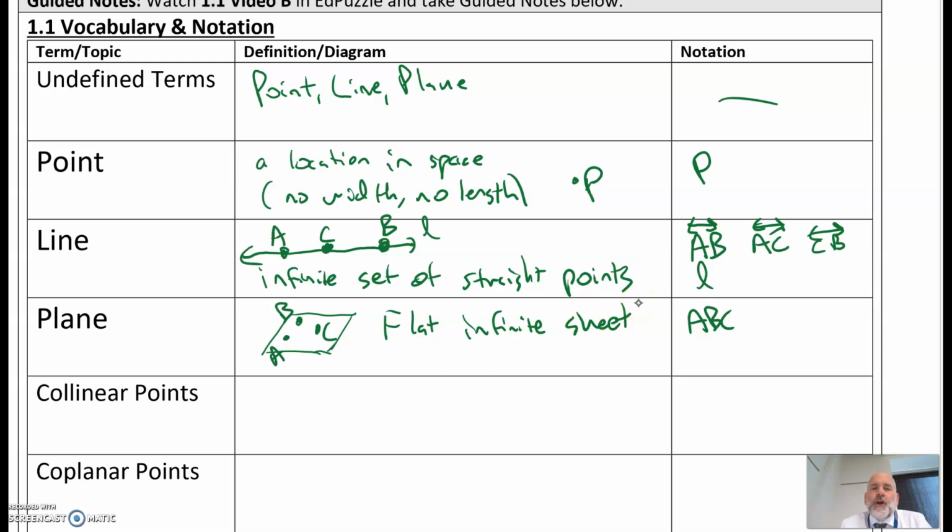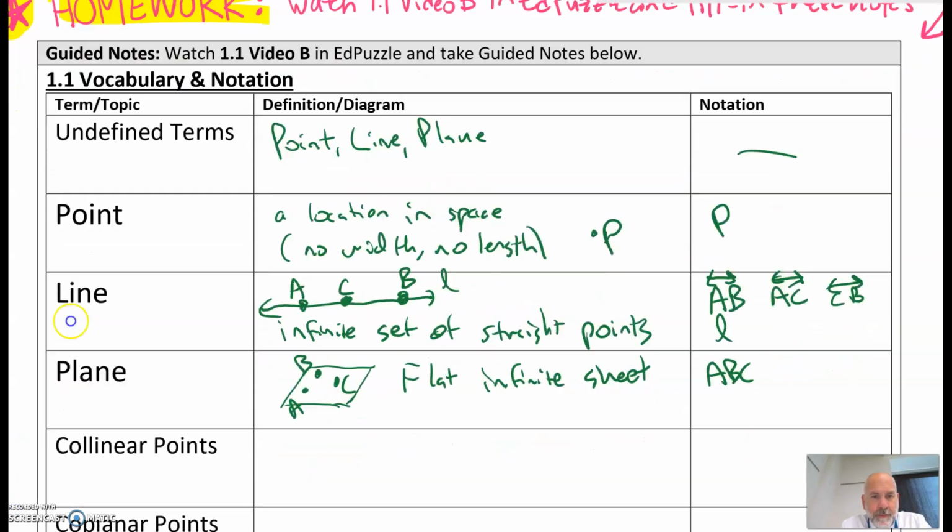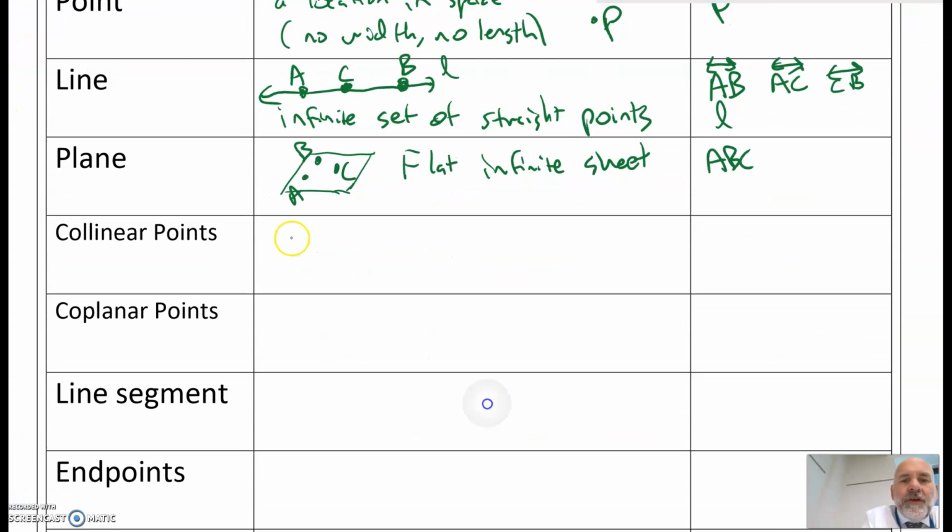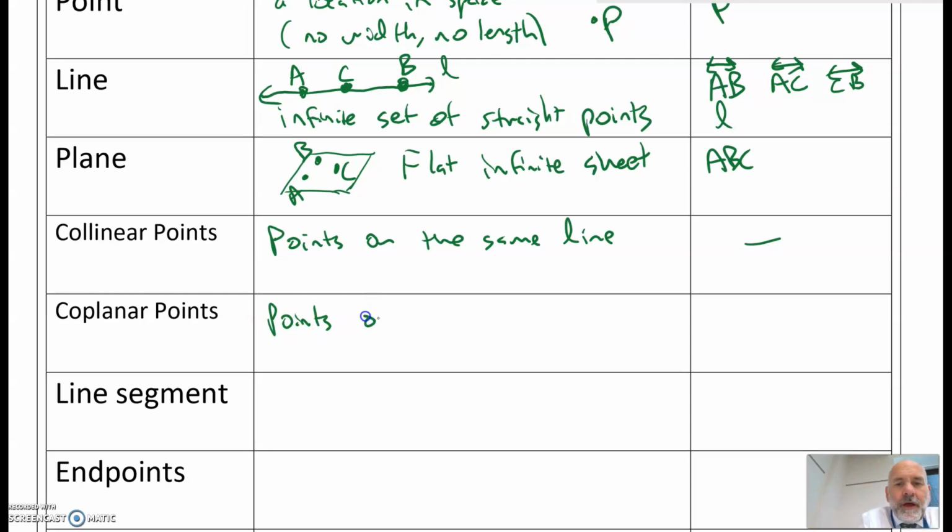Okay? Collinear points are points on the same line. There's no special notation for this. And coplanar points, you can guess this one, are points on the same plane. So, for example, in this one right here, points A, B, and C are coplanar. You can see they're all on the same plane, but they're not collinear.